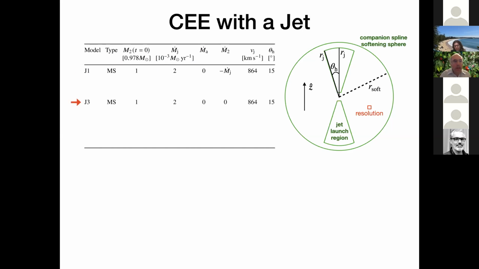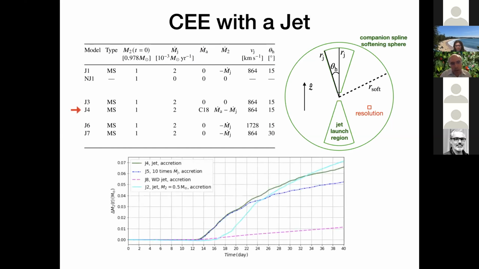Then we tried a run where we don't remove mass from the companion, just to make sure that there's no big difference, that the amount of mass is small anyway, and sure enough, there isn't a big difference. Then we have a run without a jet. We repeated the run from our past papers to make it identical to the jet run, except it doesn't have a jet. We have one with twice the velocity of the jet. We have one with twice the opening angle. We have one with accretion.